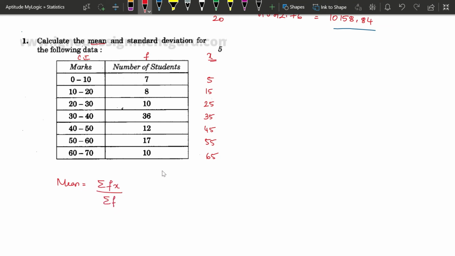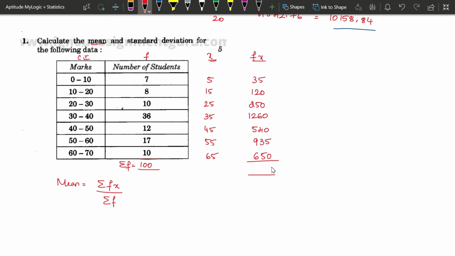So add all these values, that gives the sum of f values. Totally we have 100 students here. So the total of all the frequencies is 100, which means we have 100 students. And then we will write fx now, which is the product of f and x. So I have multiplied all the frequencies and x values.